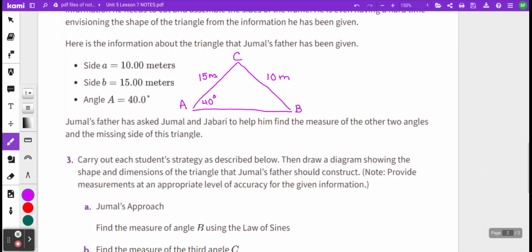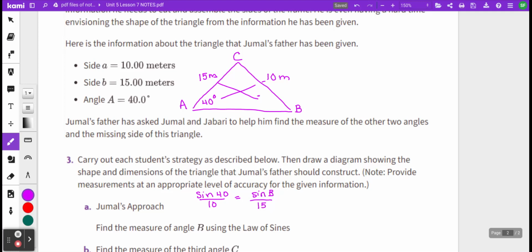And so Jamal's approach is to find the angle B using the law of sines. So we're going to find angle B using sines. I'm going to definitely use my angle A because I have information, and my B will be good there. Since we're finding angles, we're going to put angle on the top. So sine of angle A over the side of angle A is equal to sine of B, which we don't know, over side B, which is 15.